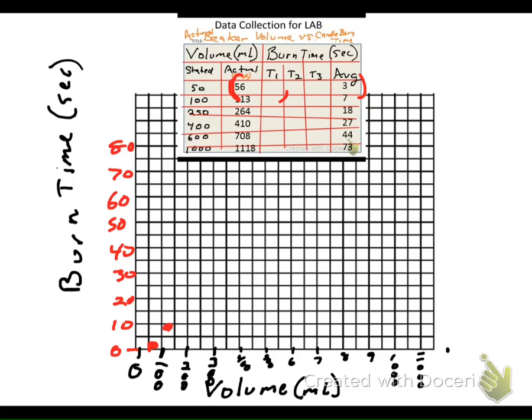And then 264 comma 18. Now I got this data from a student, okay, so it may or not be perfectly accurate, but it'll give you an idea how to graph it. 200, 300, 264 comma 18. 410 comma 27. Let's see, that says 708 comma 44.